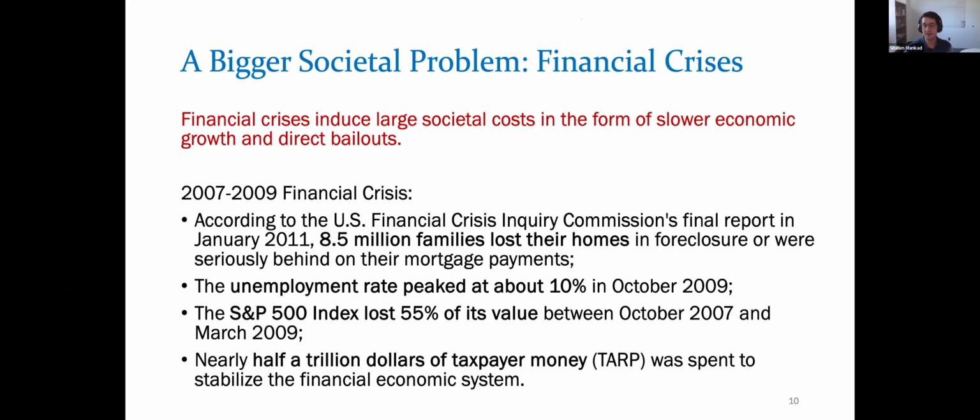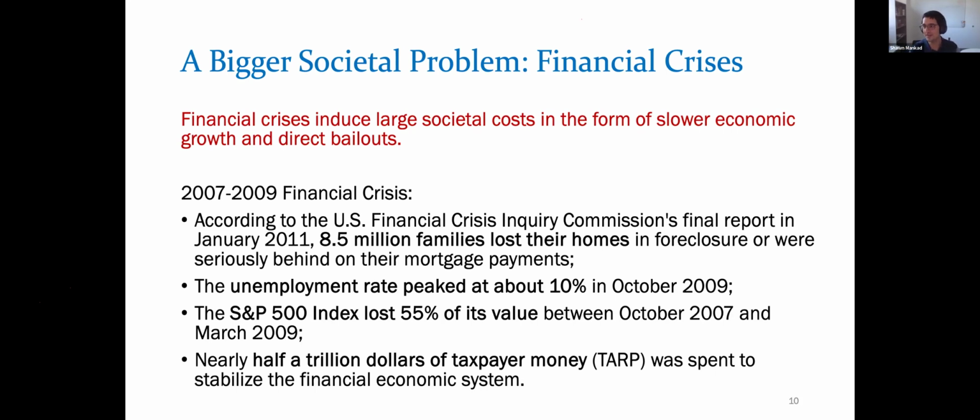If you look at some of the official documentation around it, 8.5 million families were foreclosed on and lost their homes. Unemployment rate hit almost 10% in October 2009. People's retirement accounts dropped about 55% in value over a period of about 18 months, which if you're getting close to retirement can be very scary. And then we should never forget TARP, the Troubled Assets Relief Program, which spent about $500 billion of taxpayer money simply buying worthless assets from banks to stabilize the financial system. This is what's commonly referred to as bailouts.